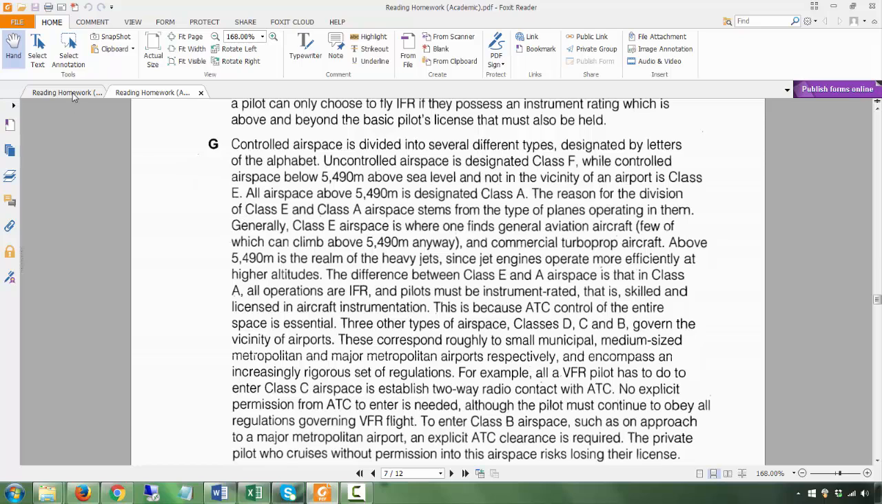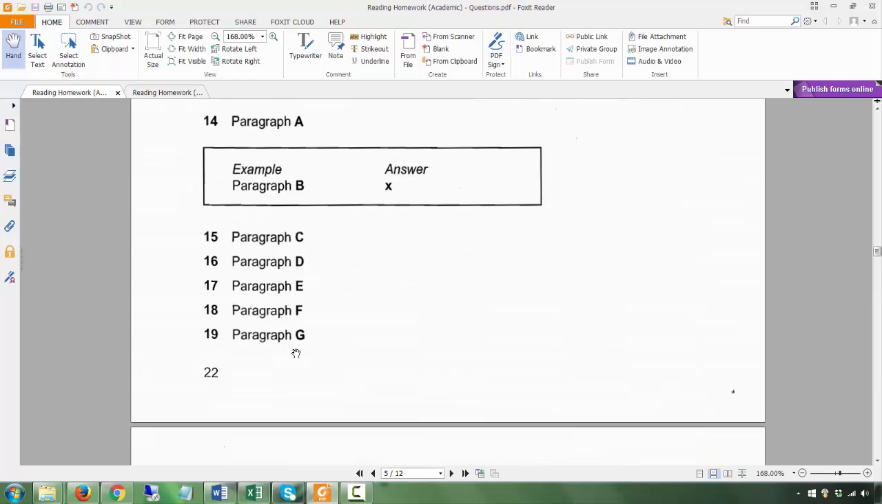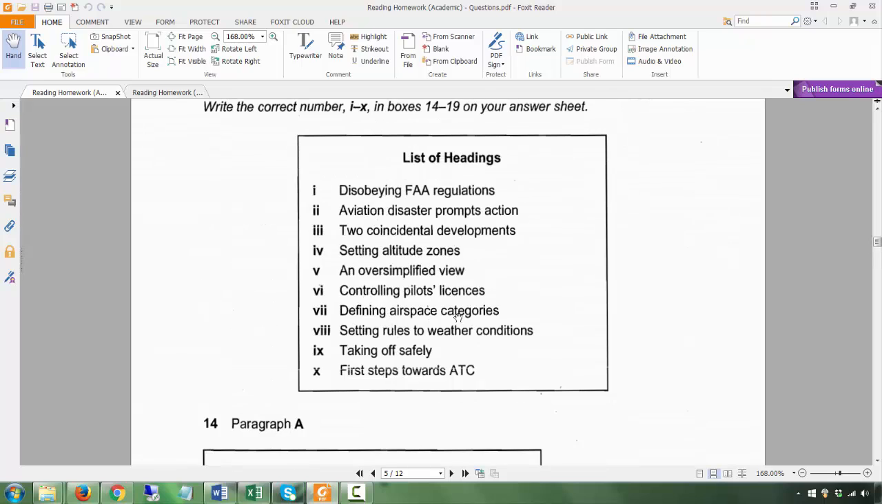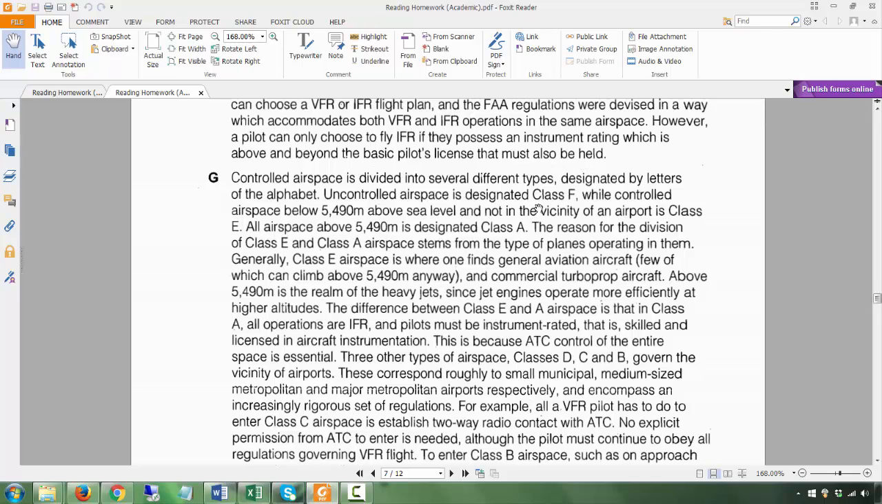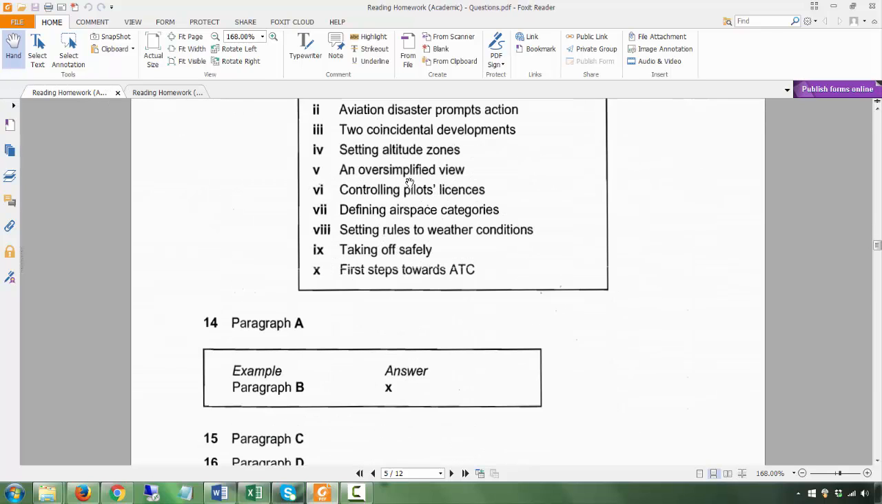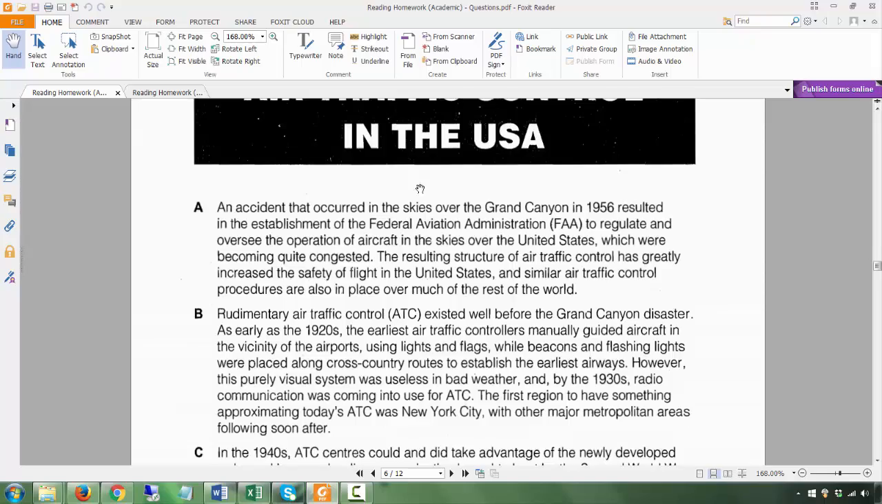And G, the last paragraph here would be 7, defining airspace categories. Okay, so here categories, you have categories, class, category A, B, C, D, E, class A, B, C, D, E, etc. Okay, class and category has pretty much the same meaning. So again, it's dividing it into different zones and different categories, because here you have category A, B, C, D, E, F. Okay, so that is it.